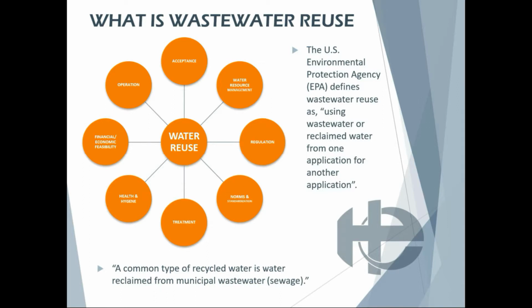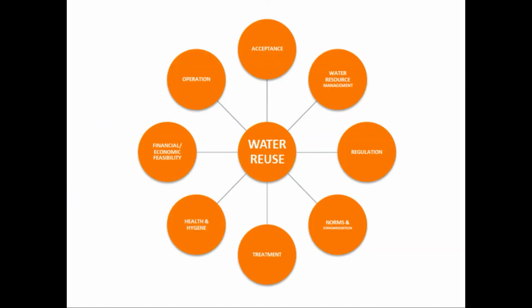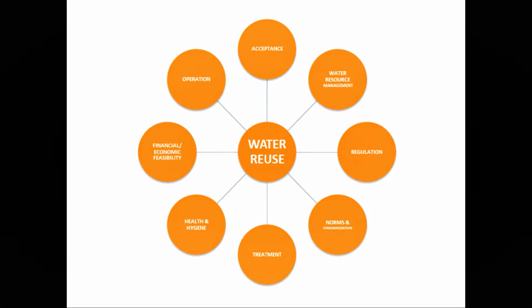The U.S. Environmental Protection Agency, EPA, definition for wastewater reuse is using wastewater or reclaimed water from one application in another application. In this context, we're going to be typically referring to municipal wastewater or sewage as the material being reclaimed and reused. The activities for water reuse have a number of different categories, as you can see in this diagram. Treatment, there's the concept of health and public welfare that is involved, regulations have to be followed, and economic capabilities as well.